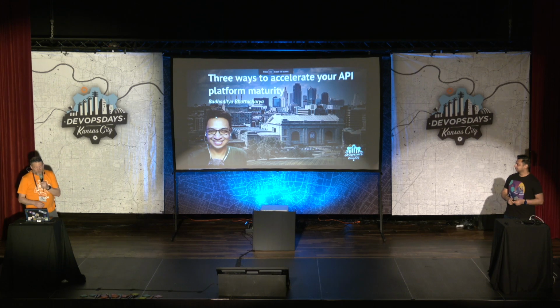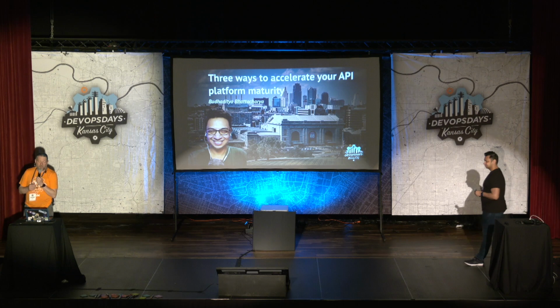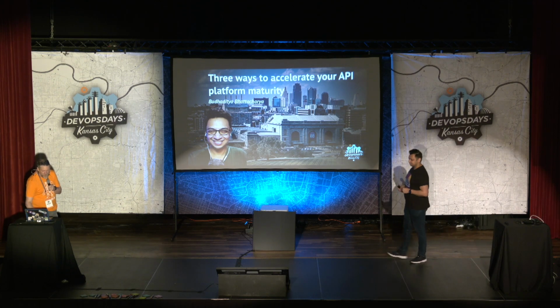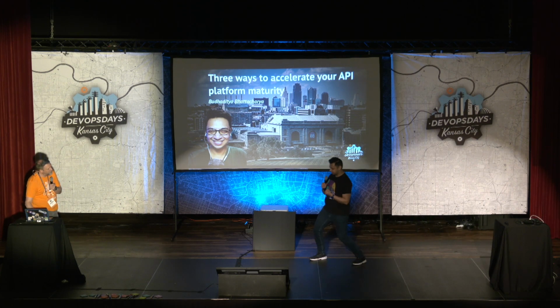Okay. All right. So we have Buddha. I was going to be talking about 3 ways to accelerate your API platform maturity. And when we get set here, you're ready to go? We're ready to go. All right. Let's do it.